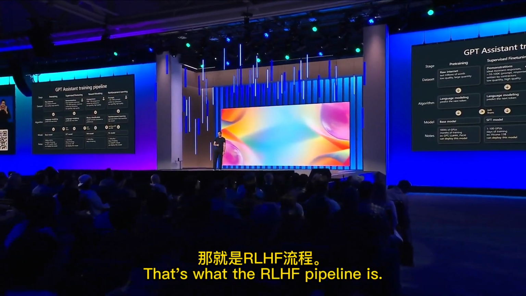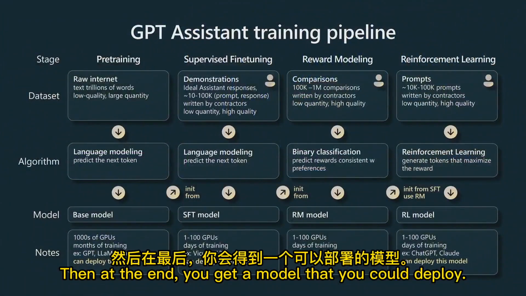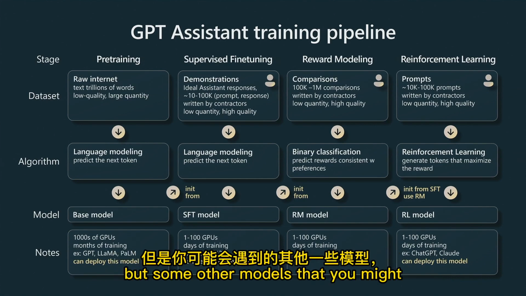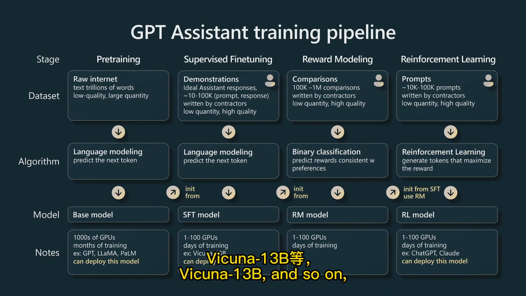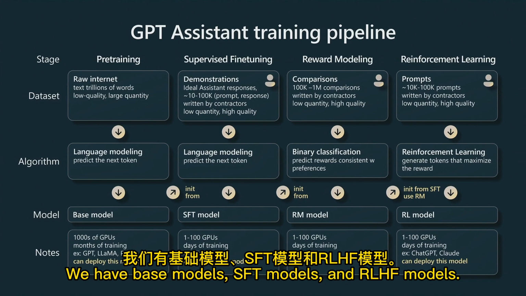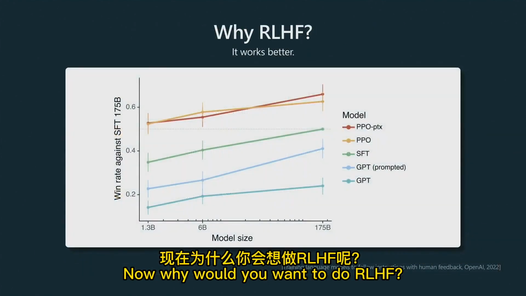So that's how we train, that's what the RLHF pipeline is. And then at the end, you get a model that you could deploy. As an example, ChatGPT is an RLHF model. But some other models that you might come across, like for example Vicuna 13B and so on, these are SFT models. So we have base models, SFT models, and RLHF models, and that's kind of the state of things there. Now, why would you want to do RLHF?